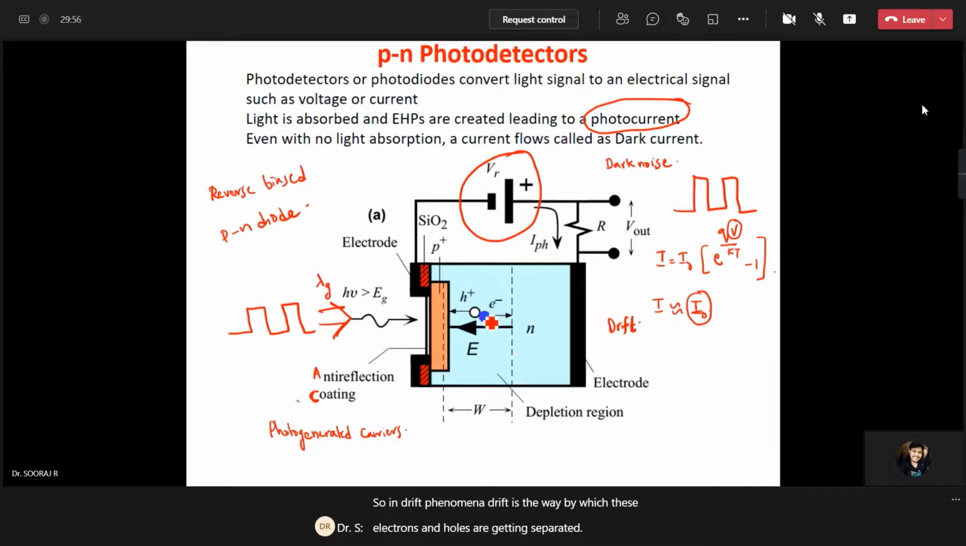Each of these electrons and holes has a particular mobility. Electron has a mobility mu E and hole has a mobility mu H. It turns out that in most semiconductors, mu E is greater than mu H. That means electron travels faster compared to hole, so hole always travels slower. And the carriers are always collected by the electrodes.